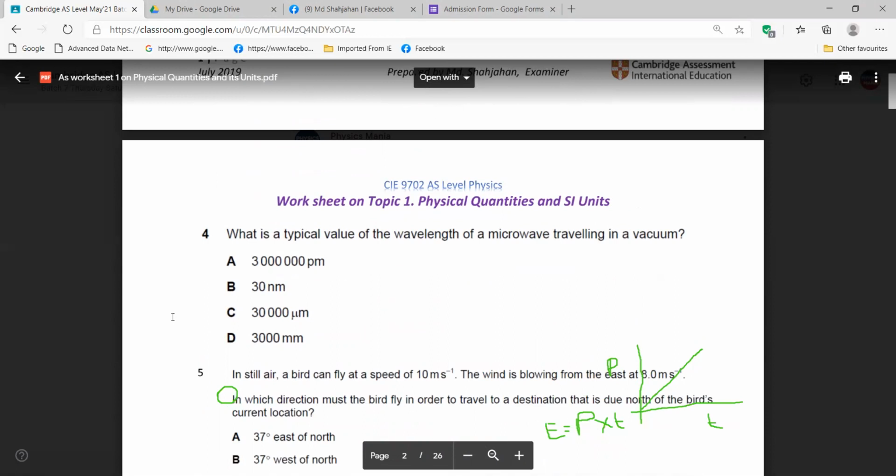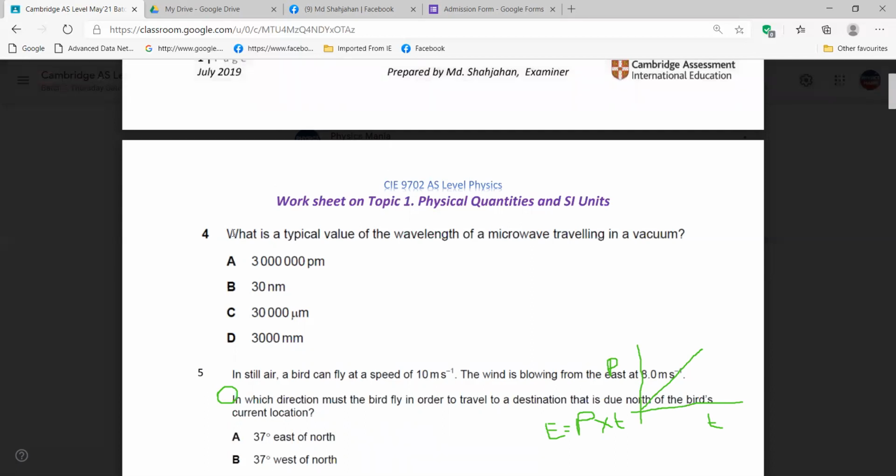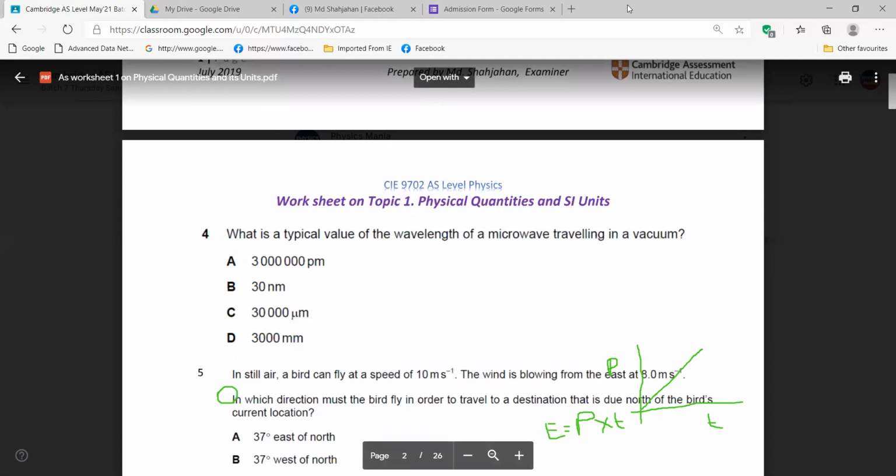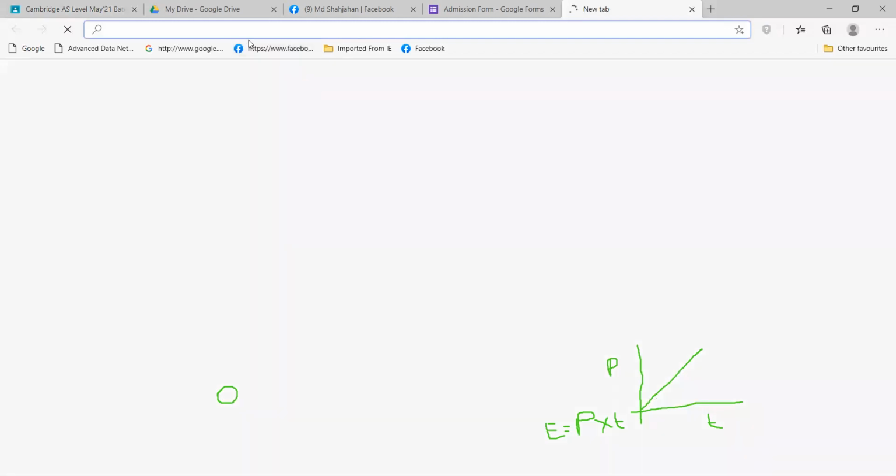What is a typical value of the wavelength of a microwave traveling in a vacuum? So for this one, you have to memorize the value of the wavelength. At least the range you should memorize. Actually, there is one topic in your AS syllabus, that is waves, and in waves you have these values. You have to remember this. Now we are checking what is the wavelength of microwave in Google.